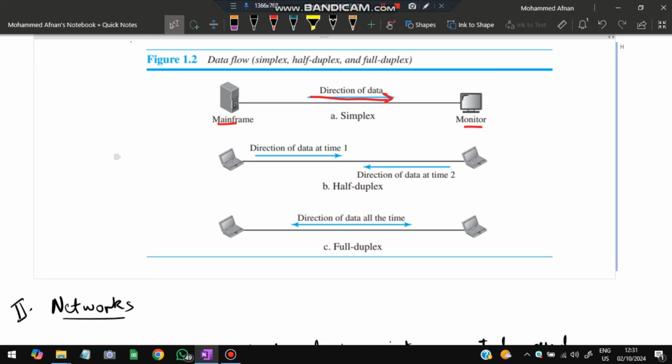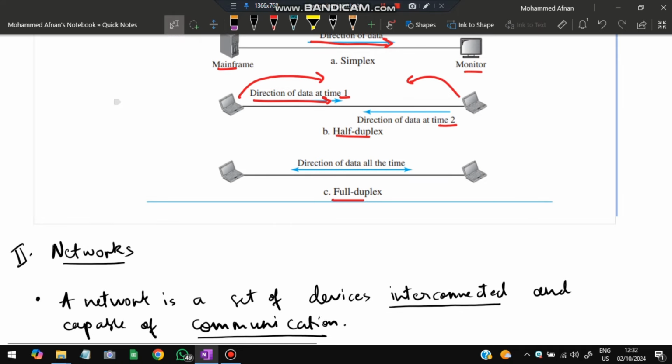The next is half duplex mode. In half duplex mode, it is possible to send data from this side as well as this side, but not at the same time. It can send this data at time 1, and it can send this data at time 2. That is called half duplex. Next is full duplex. This is the mode most of the data we use in today's times.